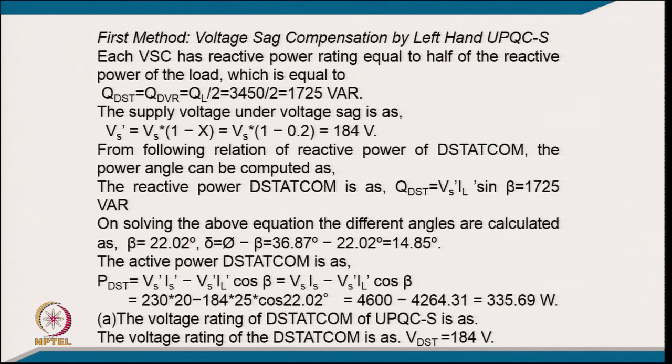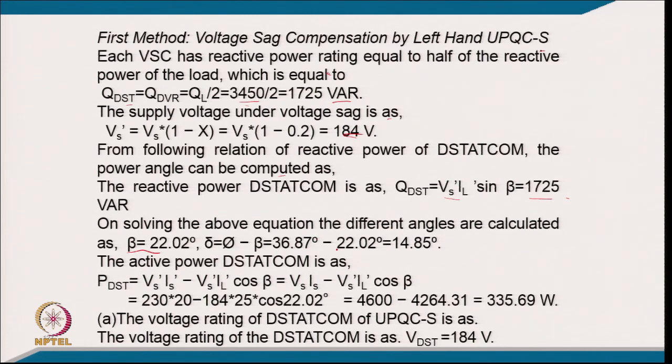So, coming to the first method, voltage sag compensation by left hand UPQC, each VSC has a reactive power rating equal to half of the reactive power of the load, which is Q_DSTATCOM equal to 3450 by 2, that is 1725 VAR, and the supply voltage under voltage sag condition is typically 184. So, from the relation of reactive power of the DSTATCOM, the angle can be calculated, that is typically 1725 VAR. On solving this equation, we can calculate beta, it comes to 22.02.